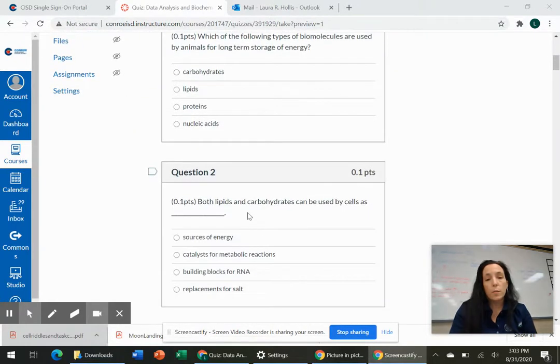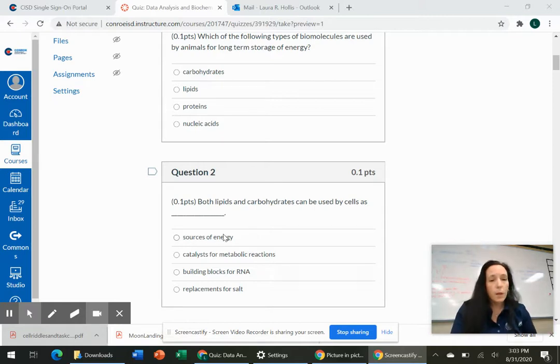Number 2, both lipids and carbohydrates can be used by the cells as the answer is sources of energy. The first one, sources of energy. That's the commonality, or that's the thing that when you compare lipids and carbohydrates, that's the similarities between lipids and carbohydrates. Okay? Yours may have been in a different order because we had the orders switch out.